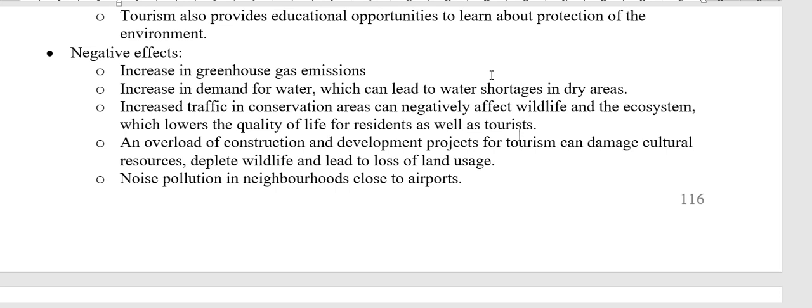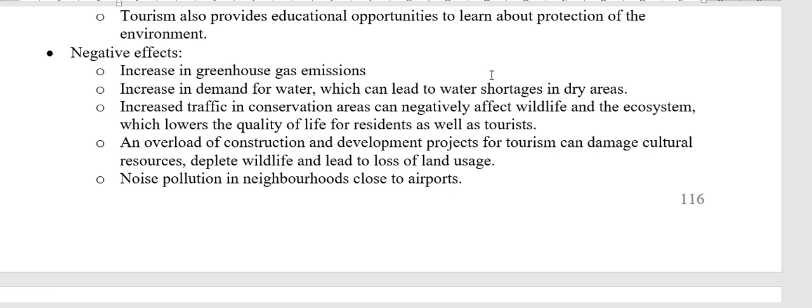Right? We have spoken about increased traffic, okay, in conservation areas. So the more people there are, obviously the more traffic congestion there's going to be. And that lowers the quality of life for our local people. Local people would like to just quickly zip to the shops. But because of tourism, there's traffic congestion. And what's normally a 5-minute trip turns into a 1-hour trip because they're stuck in traffic, right? So it does have a negative influence.